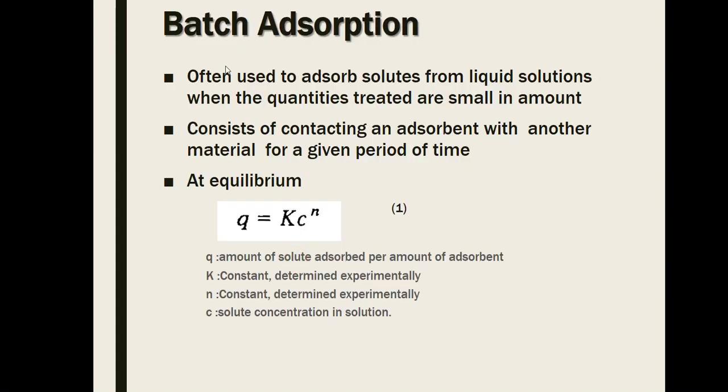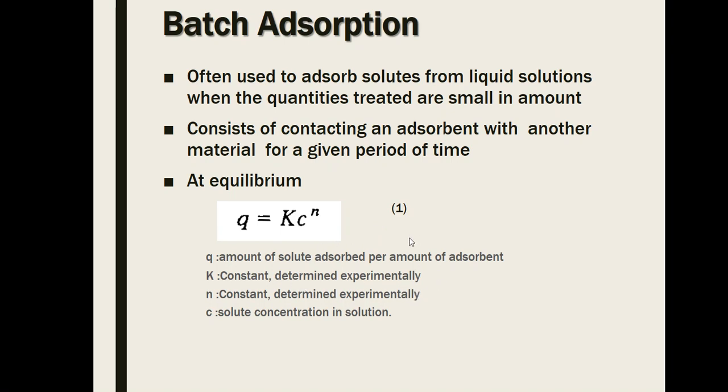Now, when we speak of batch adsorption, this is often used to adsorb solutes from liquid solutions when the quantities treated, of course, are in small amounts. So it consists of contacting an adsorbent with another material for a given period of time. And the amount of solute adsorbed per unit amount of adsorbent is given by this particular formula. Here, K is a constant and this is determined experimentally.